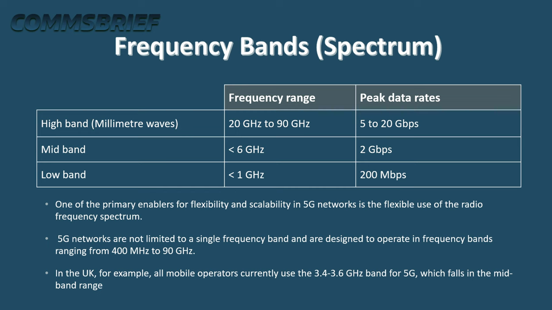The frequency bands can be broken down into three high-level classes: the low band, the mid band, and the high band. The low band is the sub 1 GHz band, which can provide peak data rates of up to 200 megabits per second. Then the mid band is the sub 6 GHz band, which can offer up to 2 Gbps in peak data rates. Finally, the high band ranges from 20 to 90 GHz and it can deliver peak data rates from 5 to 20 Gbps. In the UK, for example, all mobile operators currently use the 3.4 to 3.6 GHz band for 5G, which falls in the mid band range.